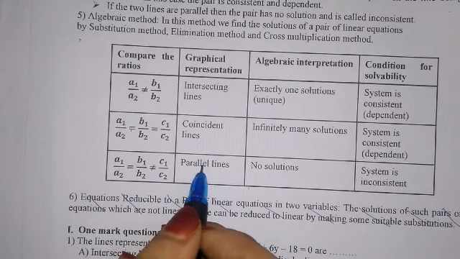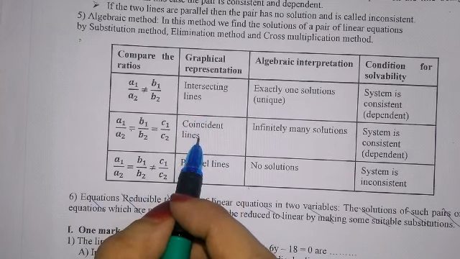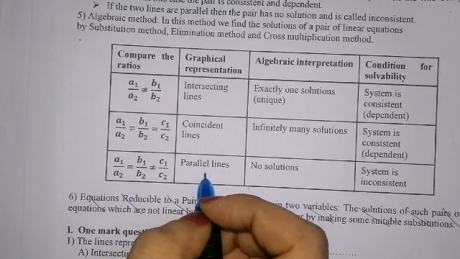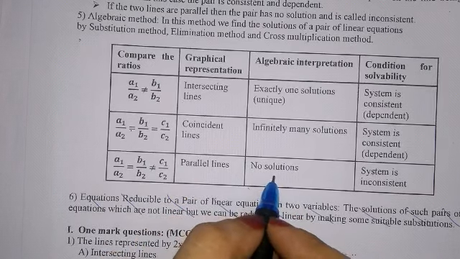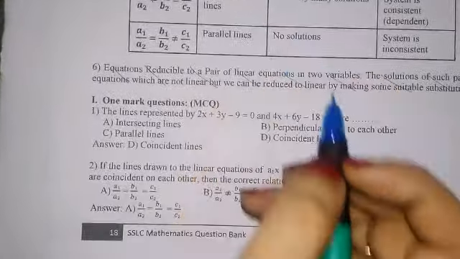So these three conditions we should remember well. One is the intersecting line, the next is the coincident line, and the next is parallel lines. If there are parallel lines, there is no solution. So we should remember that: no solution. Let us see the multiple choice question here.